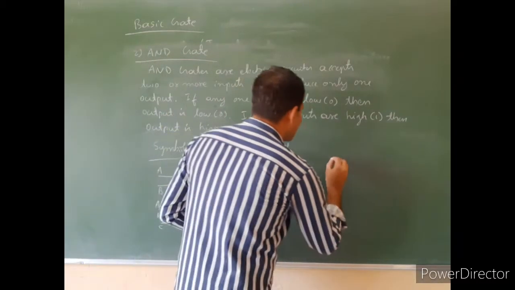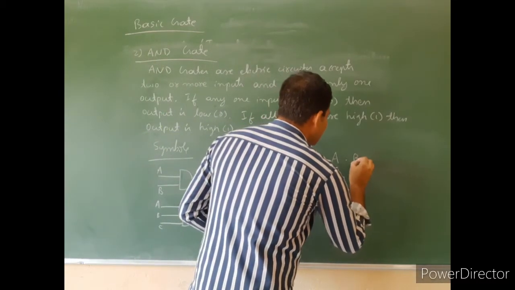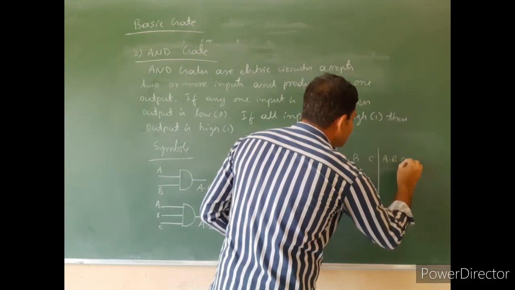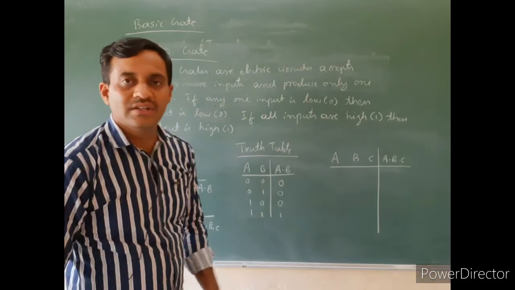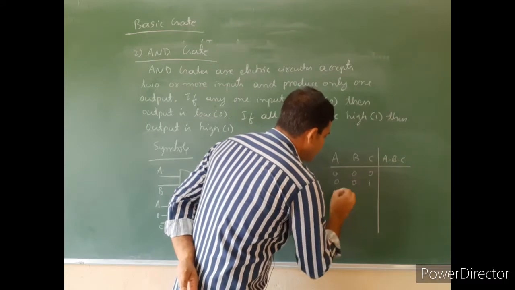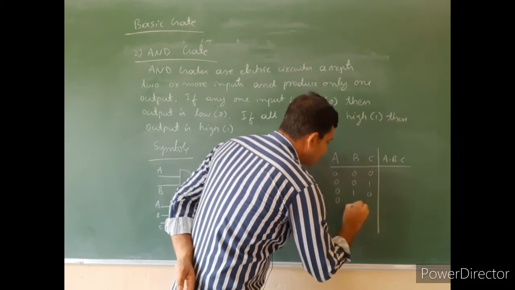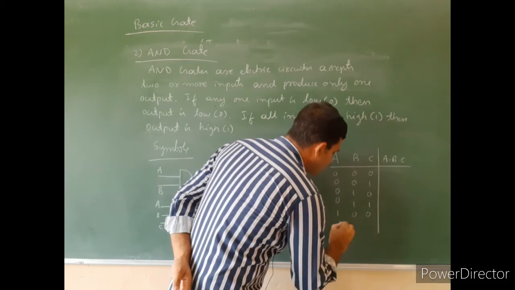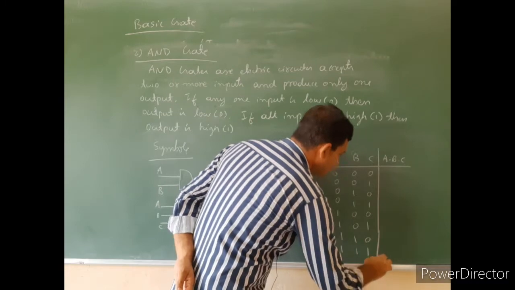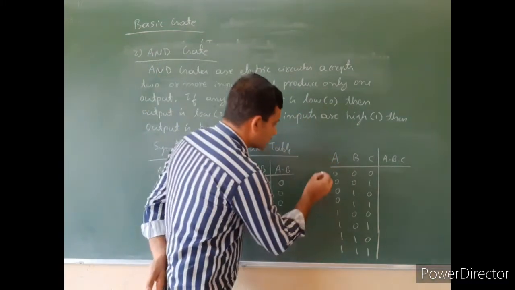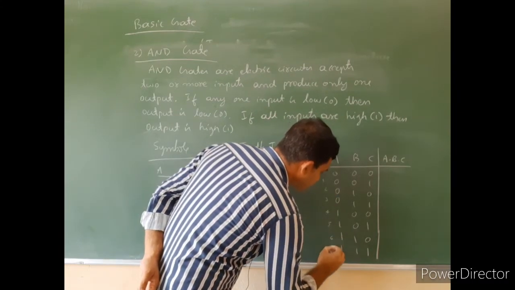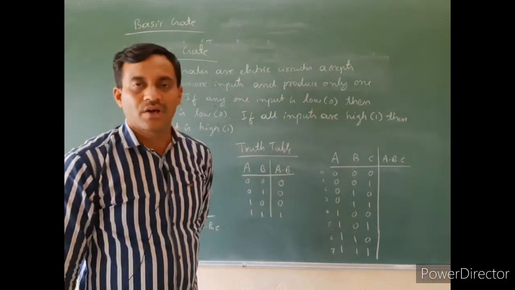Then the truth table for 3 inputs A, B, C, where the output is A into B into C. If there are 3 inputs, the possible combinations are 0 0 0, 0 0 1, 0 1 0, 0 1 1, 1 0 0, 1 0 1, 1 1 0, 1 1 1. So these are the possible combinations, 8 in total.